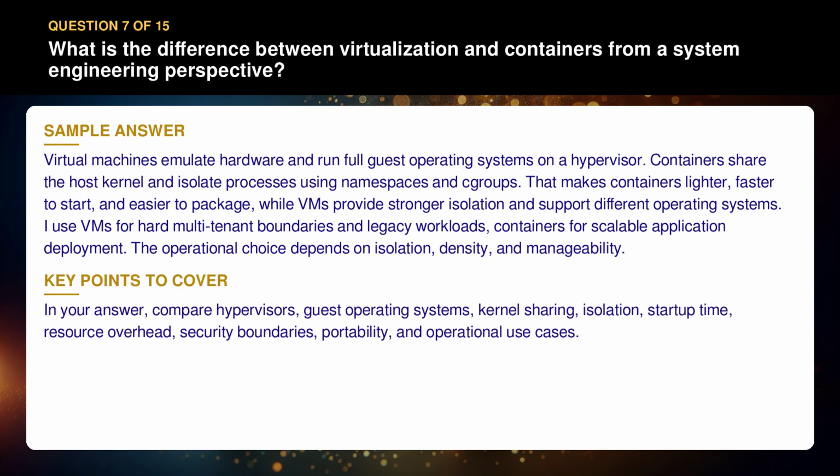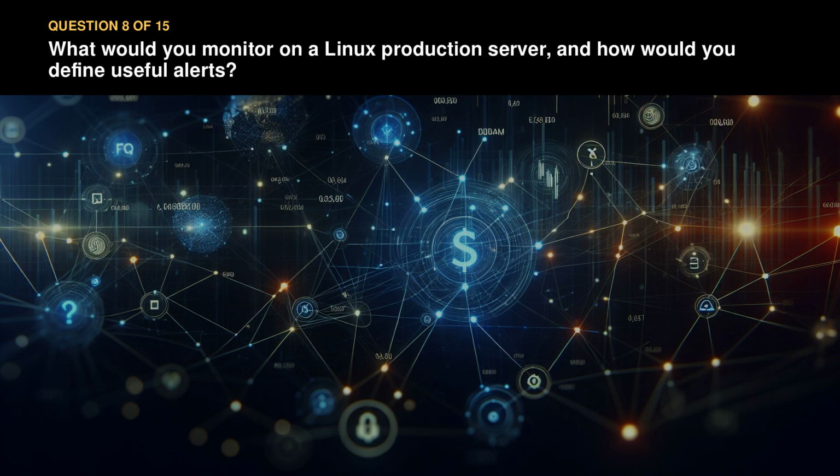In your answer, compare hypervisors, guest operating systems, kernel sharing, isolation, startup time, resource overhead, security boundaries, portability, and operational use cases. Question 8. What would you monitor on a Linux production server? And how would you define useful alerts?